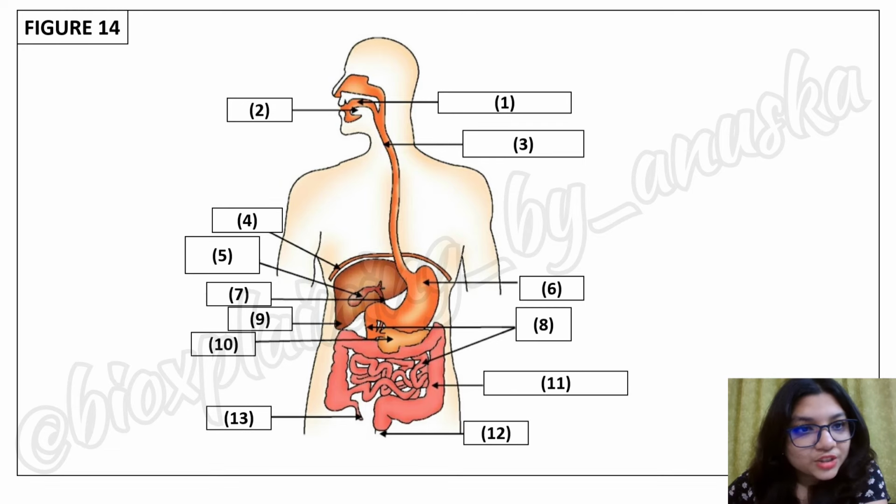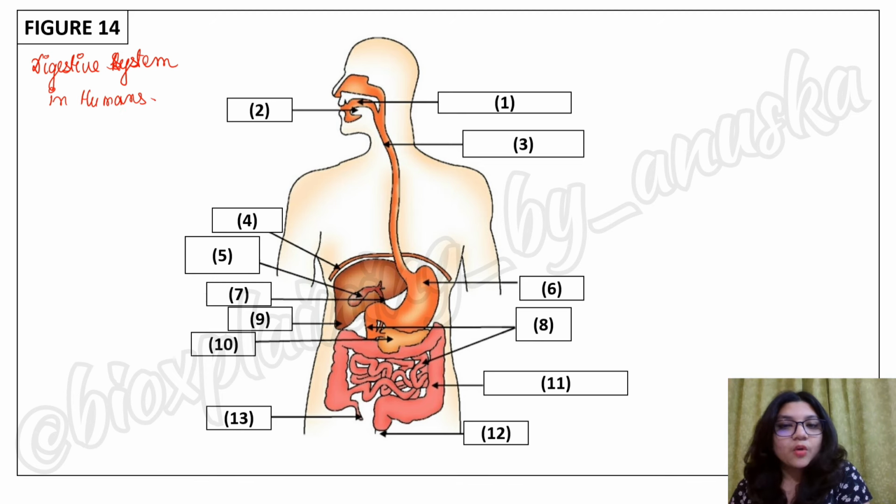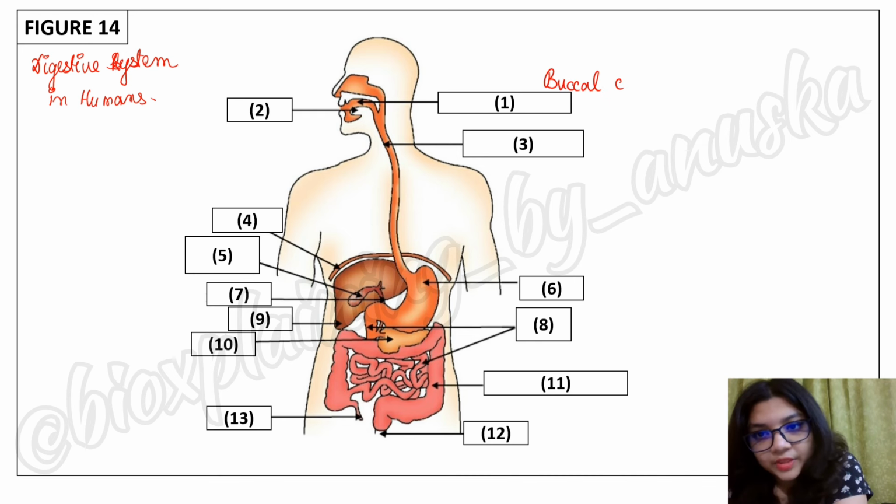Okay, what is this showing us? This is showing us the digestive system in humans. Okay. Now what is number 1 showing? Number 1 is the buccal cavity. That is the mouth, the buccal cavity.